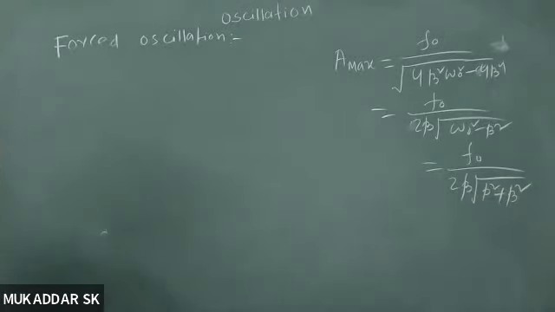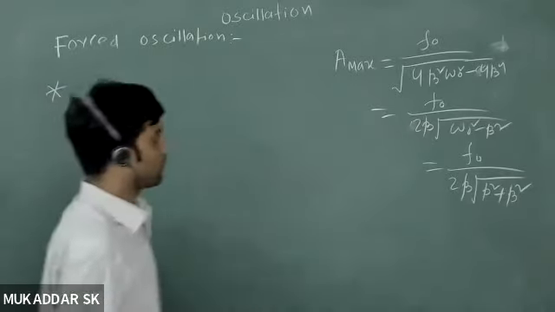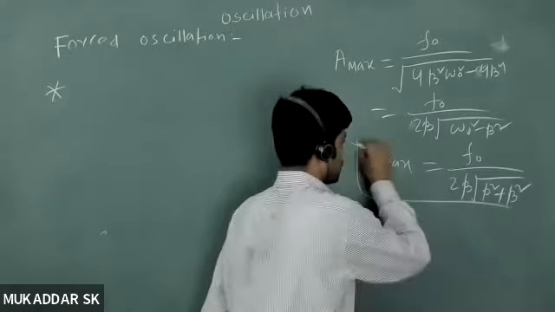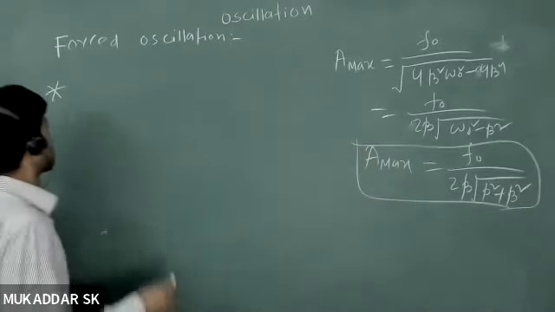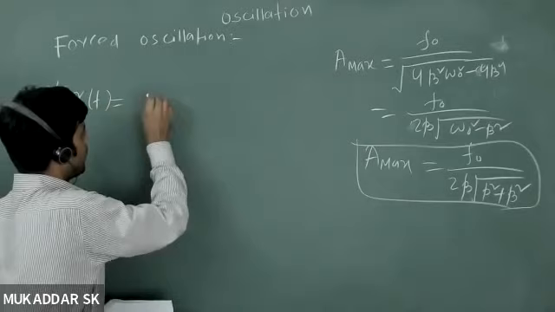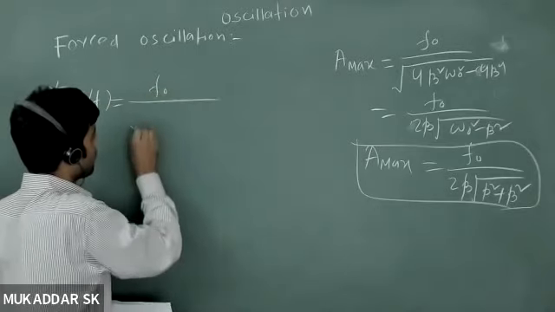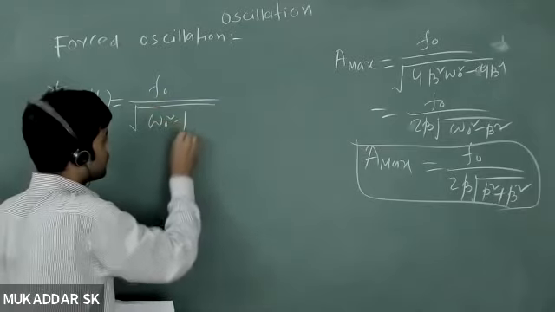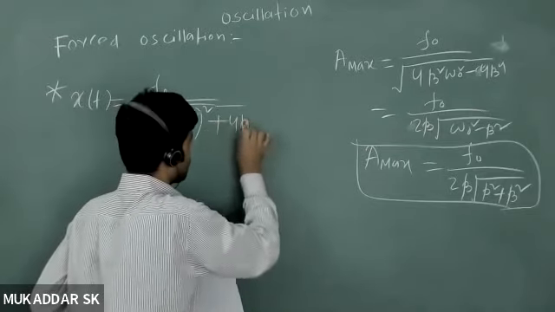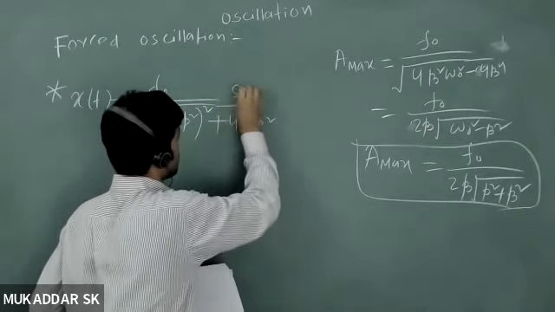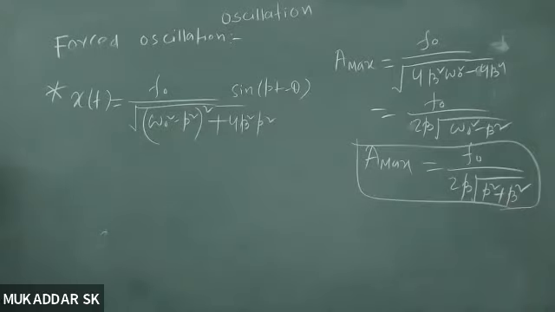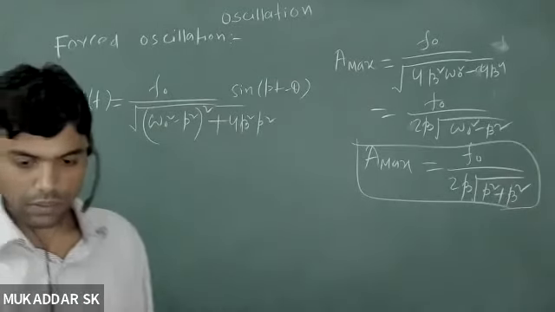Okay, if it is clear to all, now you got your maximum amplitude, right? That is your A max. So you got your displacement. X of t was how much? F naught divided by omega naught square minus p square whole square plus 4 beta square p square, and you have sine function, right? Sine of pt minus theta. This is all about your displacement, displacement of forced oscillator.